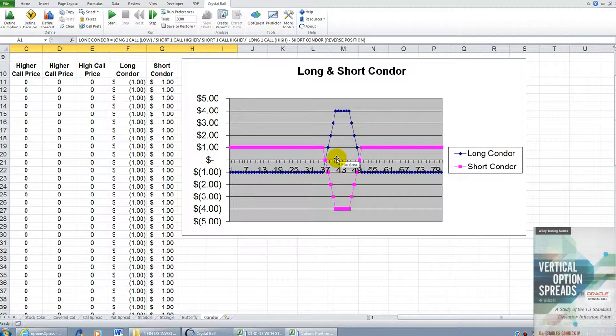If you put together a condor with, say, all puts, you'd buy a 37 put, sell a 38 put, sell a 48 put, and buy a 49 put. You could do it all with puts and/or calls. That's certainly a way of looking at it. You can combine all these spreads.